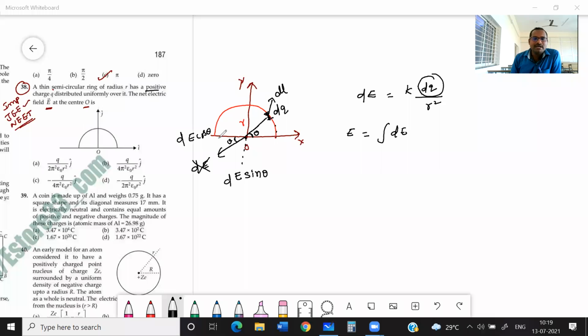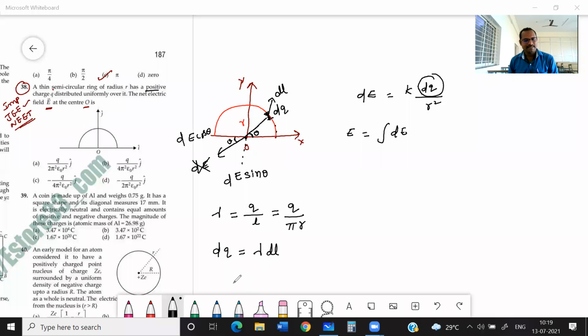See, students, they have given this is a ring. For a ring, what do we need to consider? Lambda, sigma, or rho. Yes, we need to consider lambda. And lambda is nothing but charge per unit length. Here, the length of the semicircular ring is pi r. Are you getting? Yes. Clear? And dq can be given as lambda into dl.